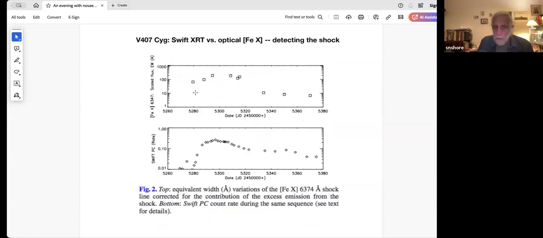Okay, another example is that this is the iron 10 line, and this is the tracer of the shock. This is the X-rays in one of these systems, V407 Cygni. Okay, this is an optical line. This is the X-rays. So now, if we don't have the X-rays, if we see the optical line, all we have to say is, yes, we have X-rays.